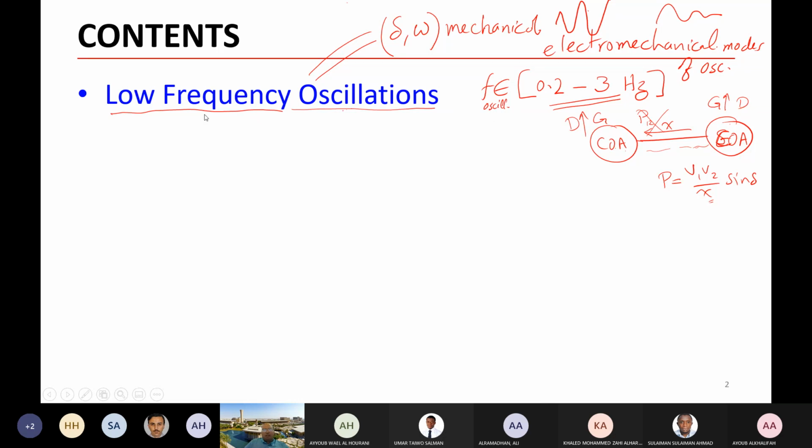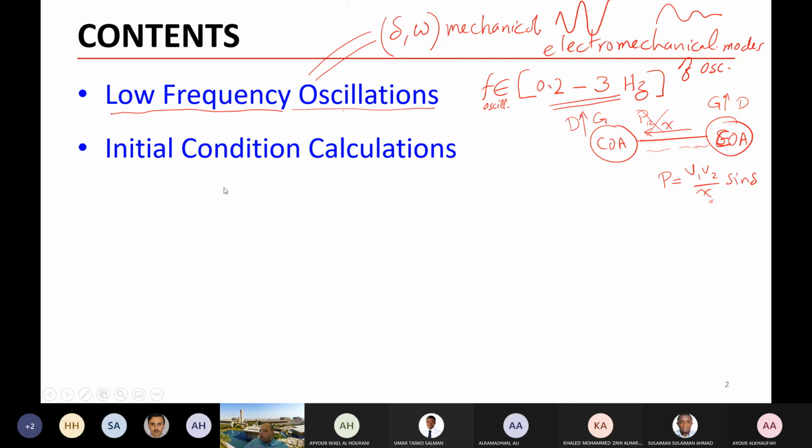So don't underestimate the problem. When somebody says 0.2 to 3 hertz, this is not a big issue. This is a big issue. Don't underestimate the problem. In order to address this problem, at the beginning we have so many questions. Hussein, please.